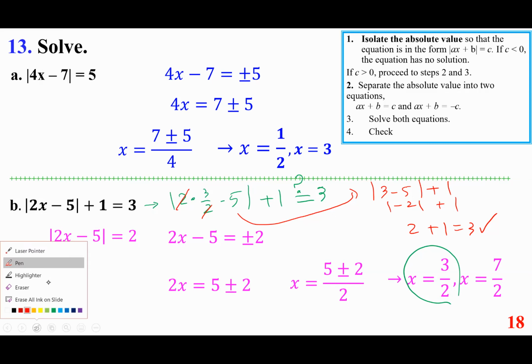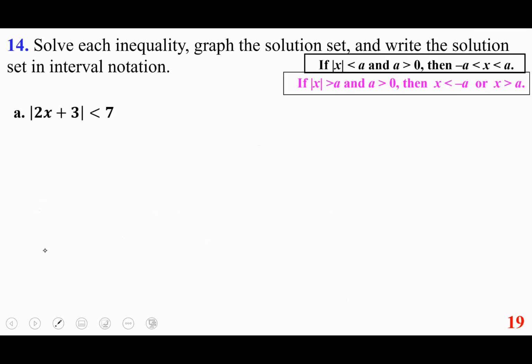So this is how you solve equalities involving absolute value. How do we solve inequalities involving absolute value? Well, it depends whether it's less than or greater than. Since part A is less than, we're going to discuss that only for now. The absolute value of x is less than a, and if a is positive, x is sandwiched between negative and positive a. By any chance, if it's negative, there is no solution.